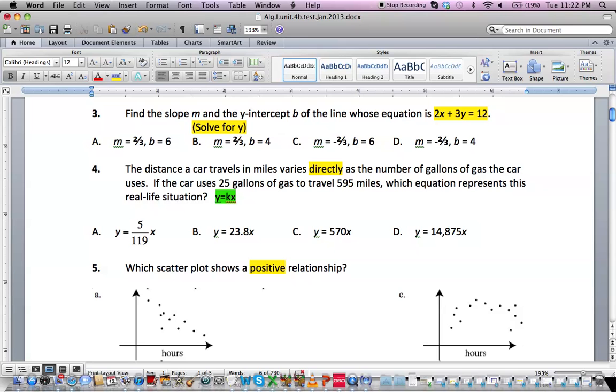Number 4, the distance a car travels in miles varies directly as the number of gallons of gas the car uses. If the car uses 25 gallons of gas to travel 595 miles, which equation represents this real-life situation? Okay, directly refers to direct variation. Here's your direct variation formula. Now what you need to do is figure out which one of is 25 going to be my y or my x, and plug it in here, and then you can find what your slope's going to be. So use this formula to help you out. If you got any questions on that one, raise your hand, please, okay?